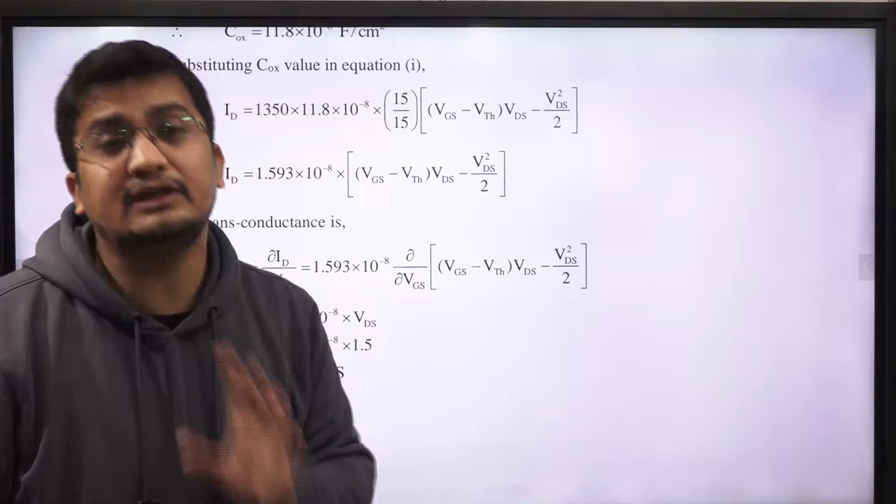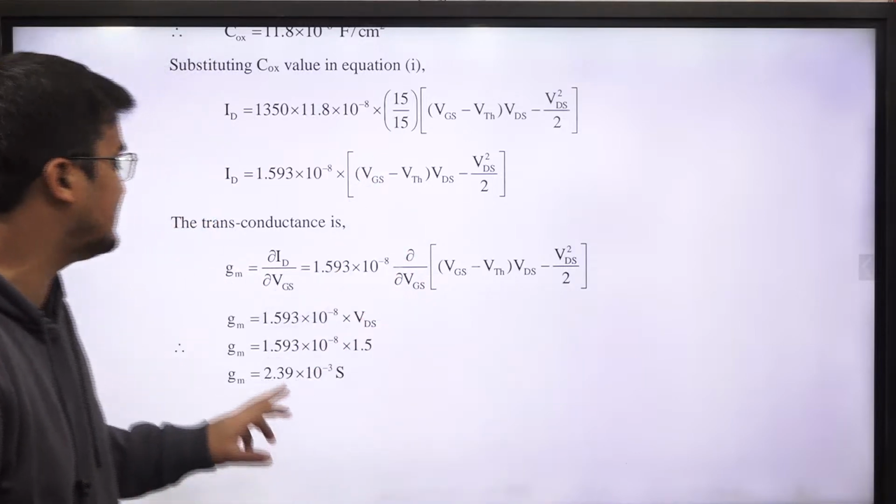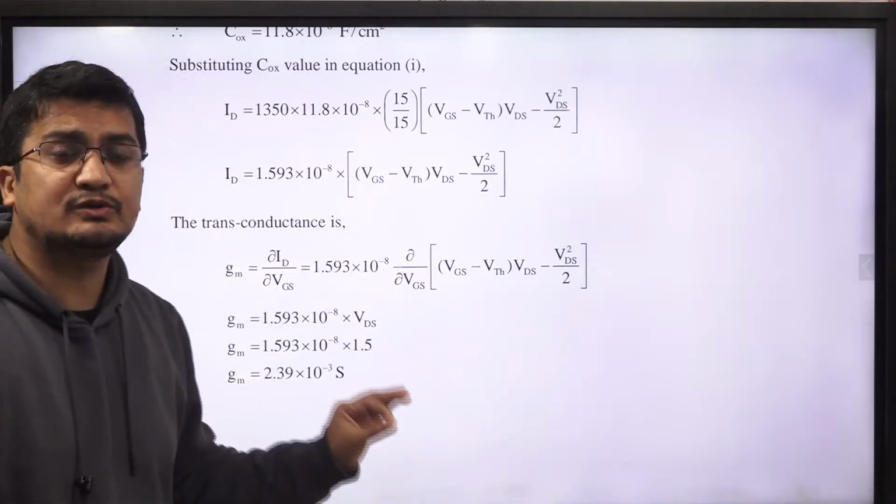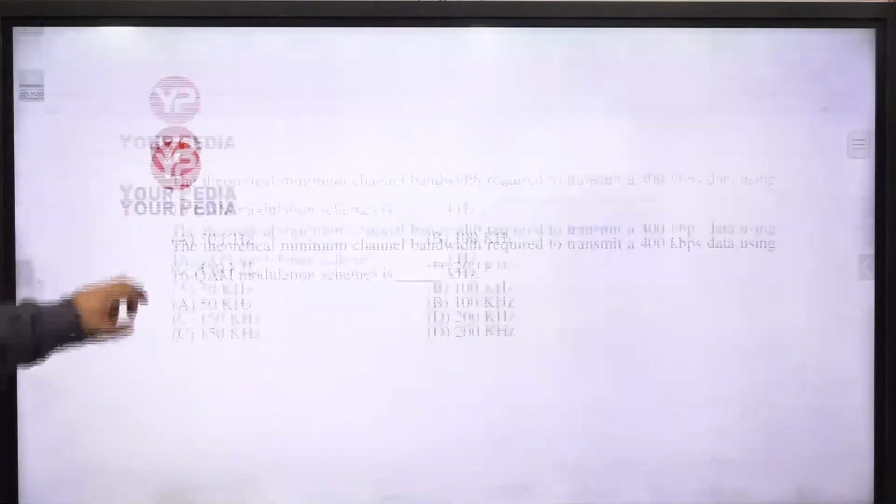If you calculate very fast, you will get the answer in 1 minute. The answer is 2.39 into 10 raised to minus 3. Is it clear? Moving next.